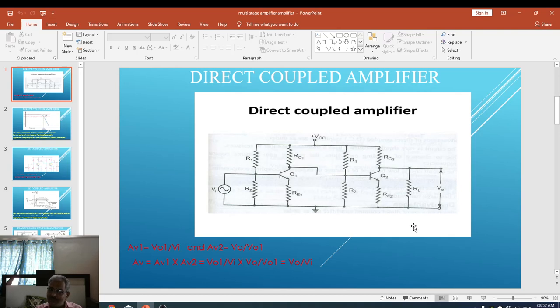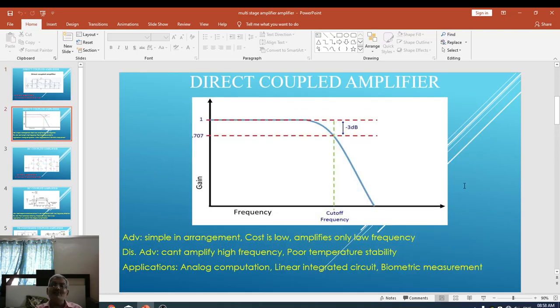What procedure do we have to adopt? To get the frequency response, change the input frequency of the signal to be amplified, keeping the magnitude of the input signal Vi constant, and note down the output voltage. Calculate the voltage gain Vo upon Vi for different input frequencies, and then plot the graph of voltage gain versus the frequency, which is the frequency response of that particular amplifier, and this frequency response is represented in this particular graph.